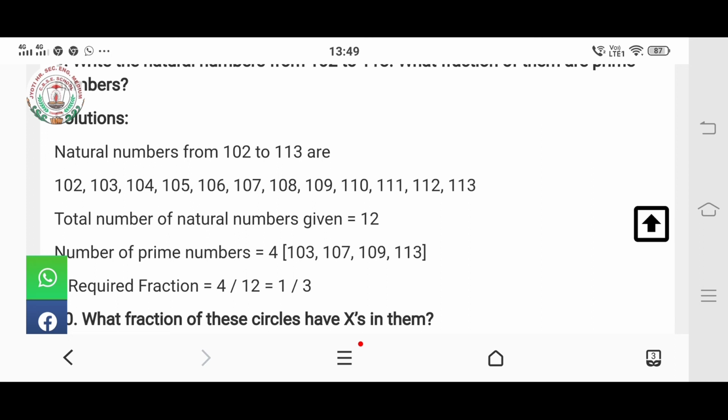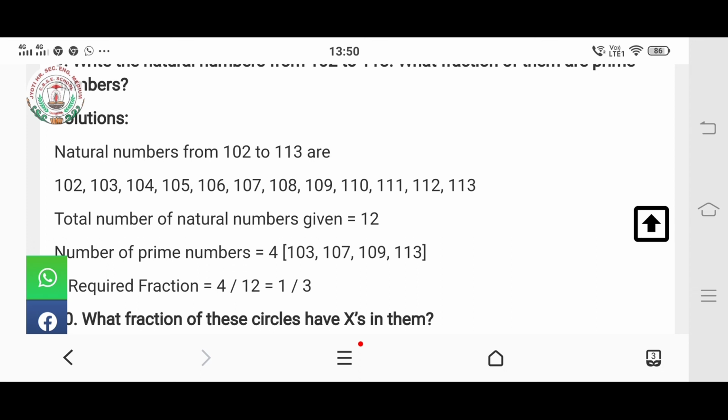So how many are there? There are 4 prime numbers. So the required fraction will be 4 out of 12. That is, 4 ones are 4, 4 threes are 12. So the simplest form of that is 1/3, which is the final answer.